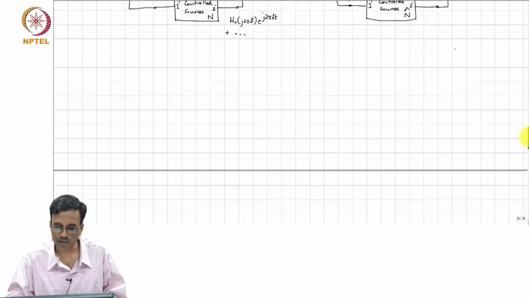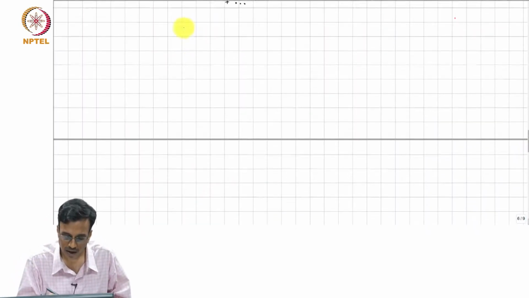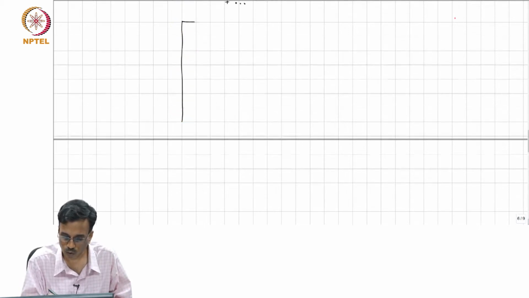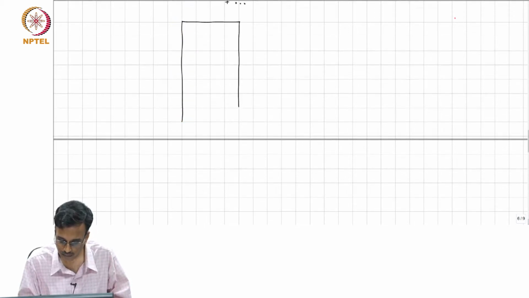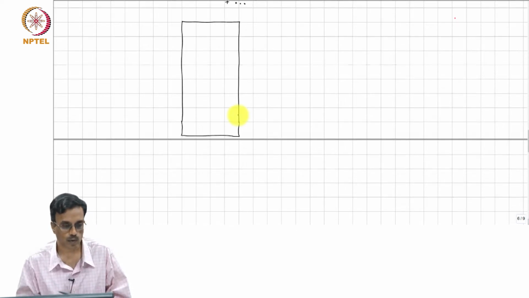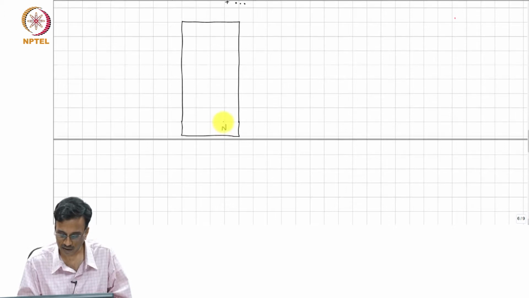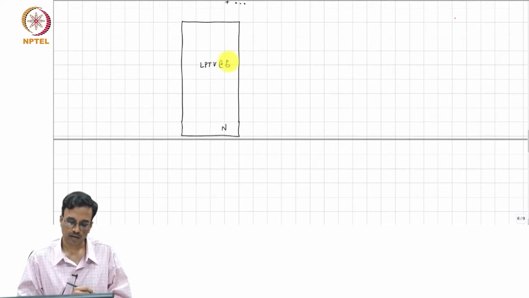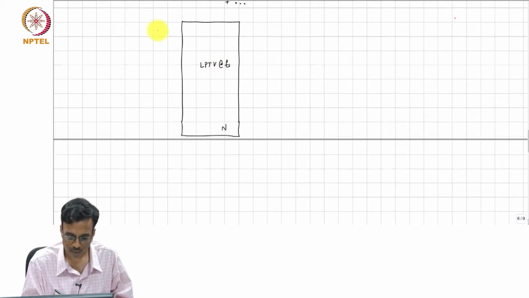Now, why is the transfer function theorem so important? Again, the reason is very similar to what we had when we discussed a time invariant network. So, let us say this is LPTV at Fs, this is n, right, and let us say you had multiple sources.